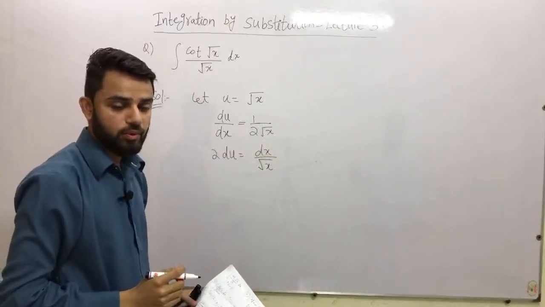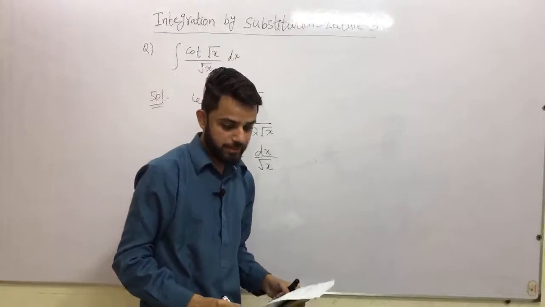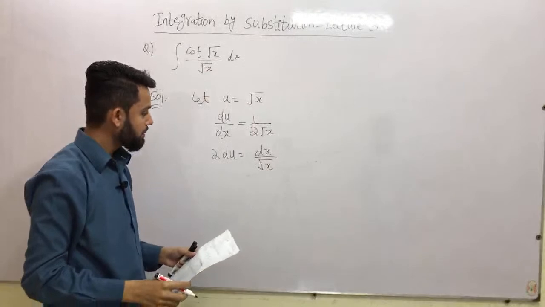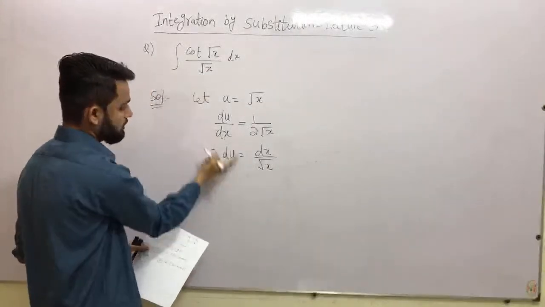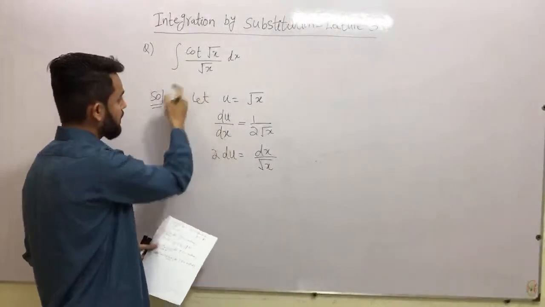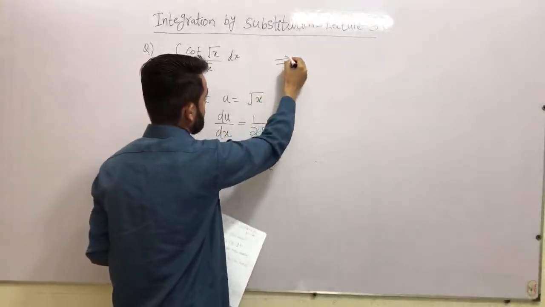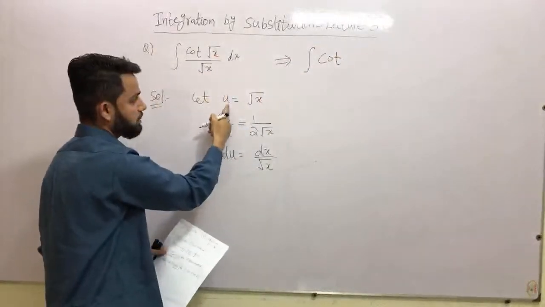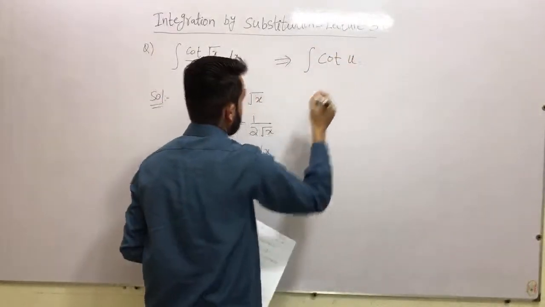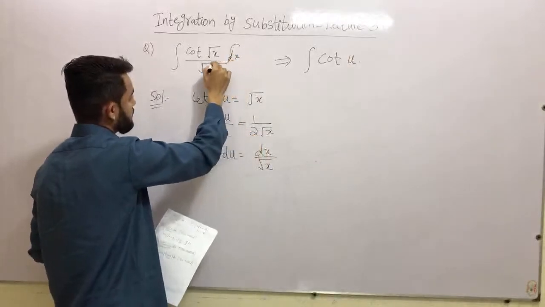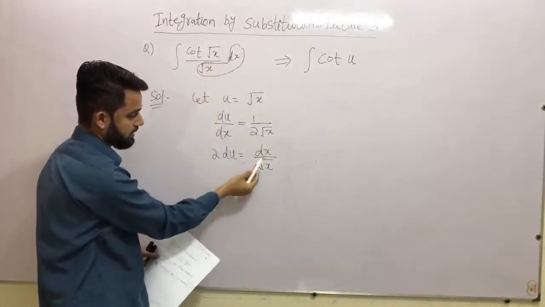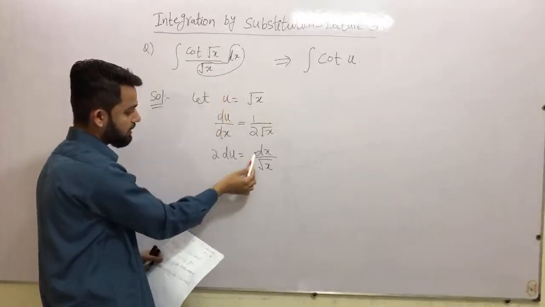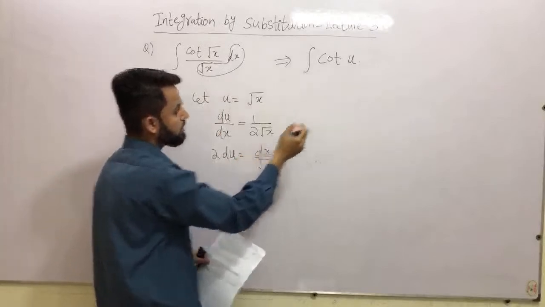Now what I am doing is I am going to substitute all these things over here in my integral. So it's going to become integration cot of square root x, which is basically your u. Now dx over this square root x is equal to 2 du. So dx over square root x, you are going to put 2 du instead of that.